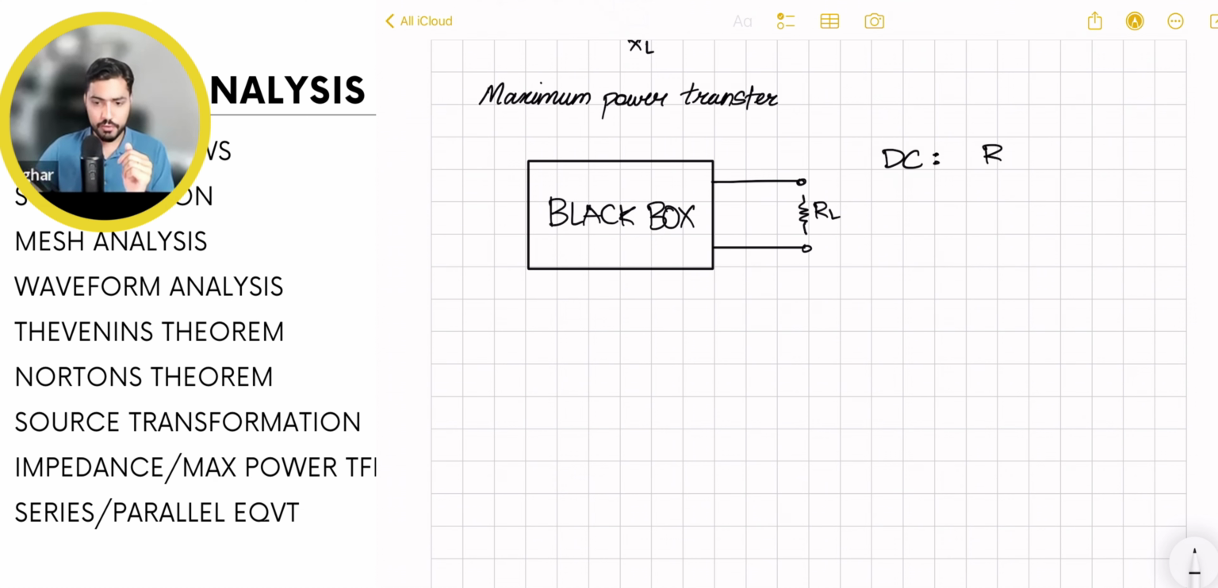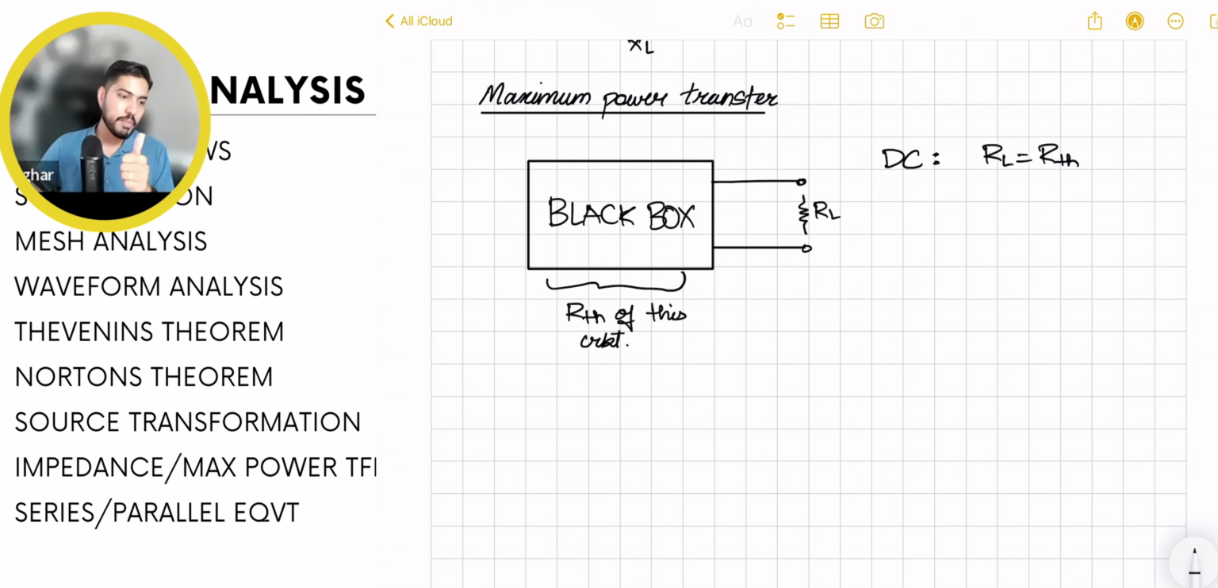And where's the R Thevenin coming from? From this black box. So if you can tell me what the Thevenin resistance of this black box is, you can set or design the load, whether a toy, a motor, or whatever, to have a resistance equal to the Thevenin resistance of this black box, and then I guarantee you that maximum power will be delivered to the load. That's the whole idea. So R Thevenin should be equal to R load.